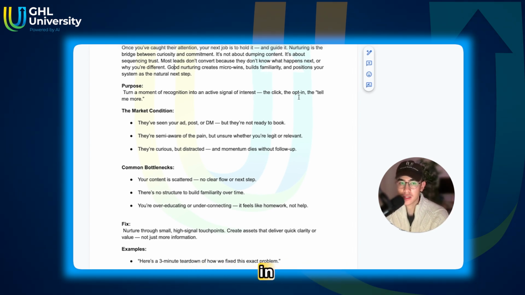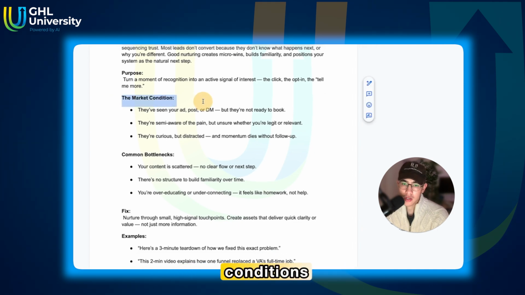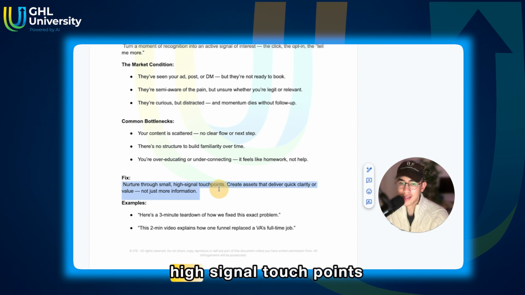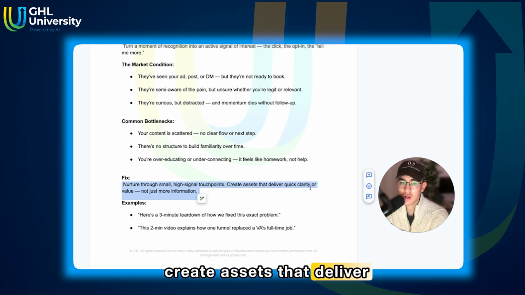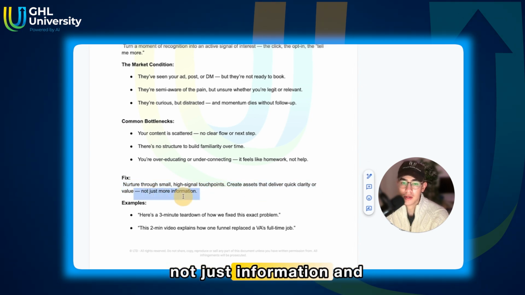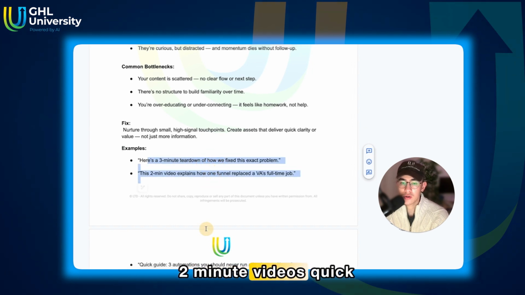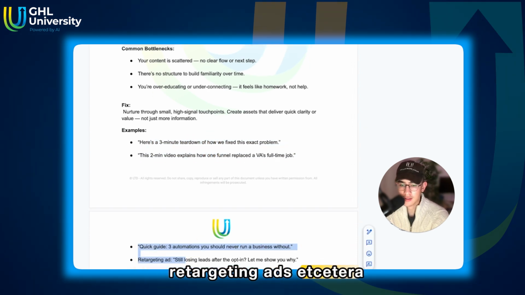The click, the opt-in, the tell me more. Here are some market conditions. Here are some common bottlenecks. A fix: nurture through small, high-signal touchpoints, and create assets that deliver quick clarity or value, not just information. Examples include 3-minute teardowns, 2-minute videos, quick guides, retargeting ads, and so on.